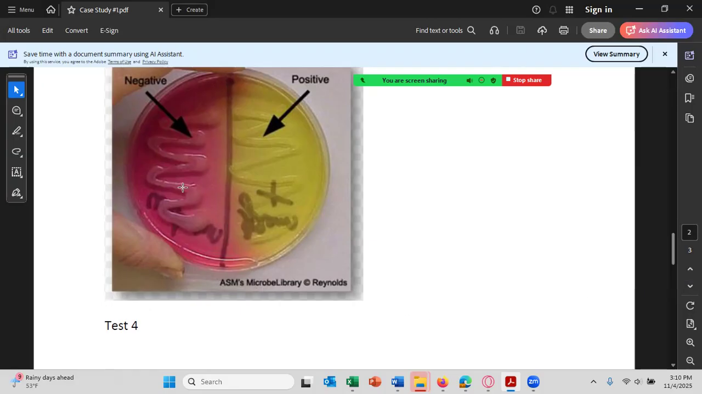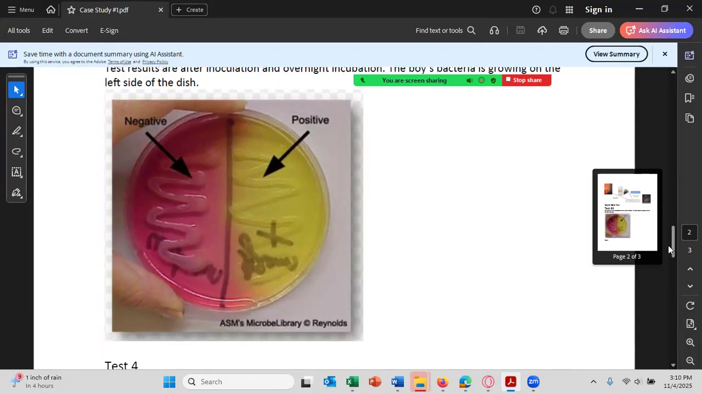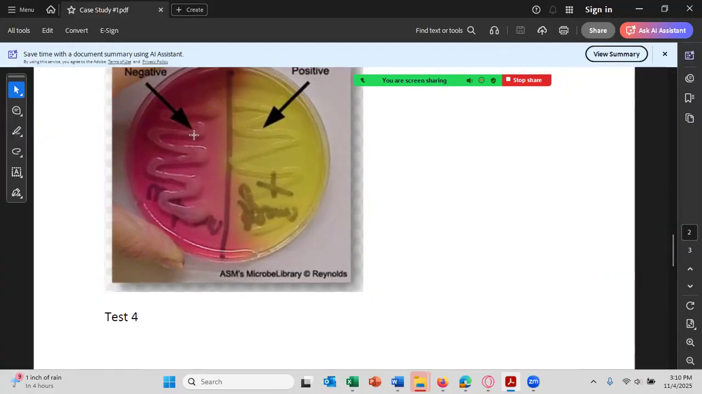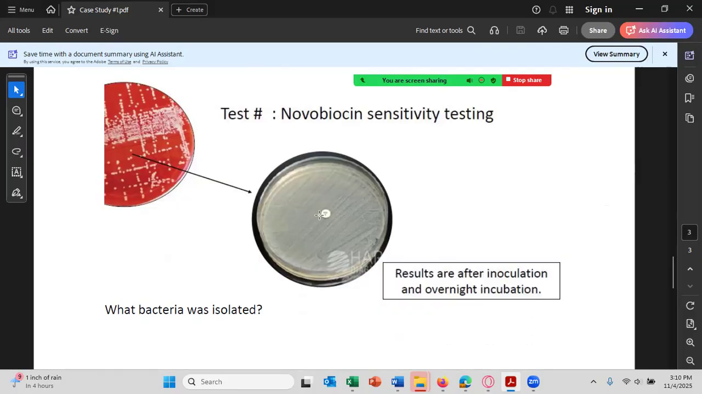This is mannitol salt agar plate. Okay. Sorry, I said McConkey's because those two plates are similar, but this is a mannitol salt agar plate. And on the left side, it tells you it's negative for growing on the mannitol salt agar plate. And then we have the novobiocin sensitivity test, where we took the bacteria here and streaked it out on the plate and then put novobiocin there.